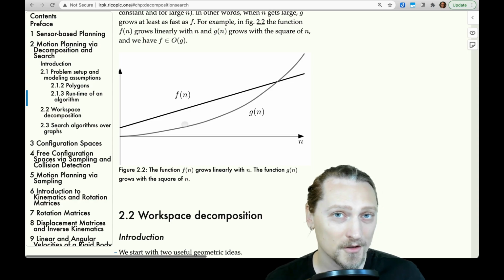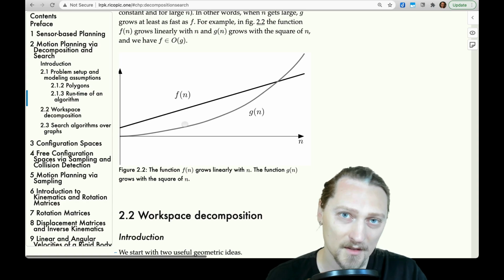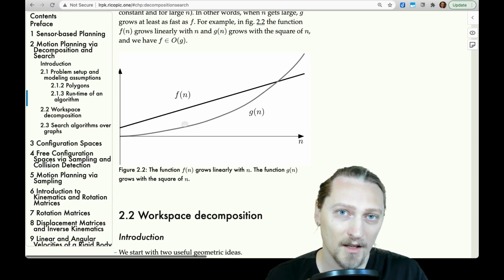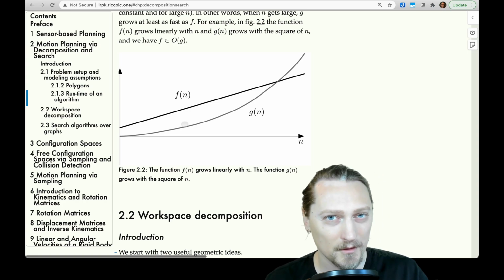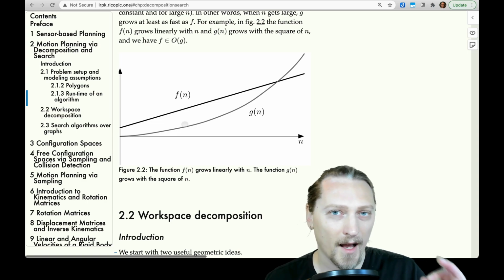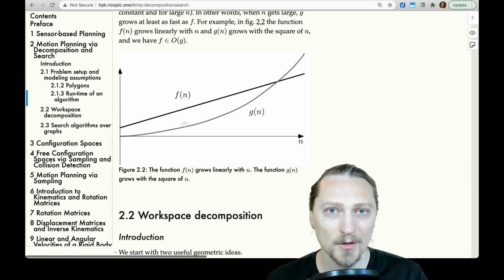So this is an introduction to big O notation and polygons and the workspaces, sort of setting up the problem for us. And in the next lecture, we'll check out a little bit deeper how to decompose a workspace into polygons.